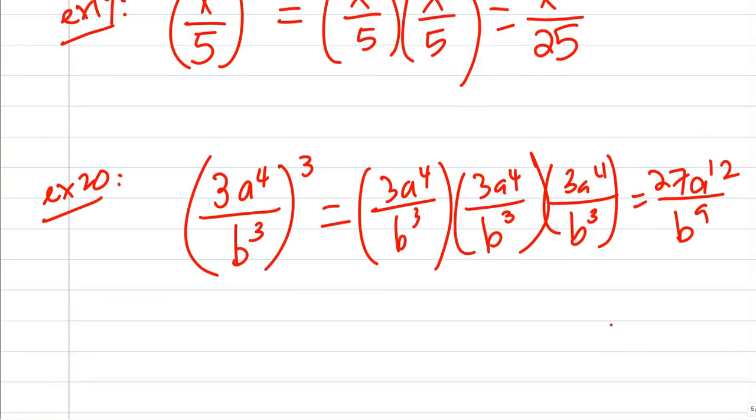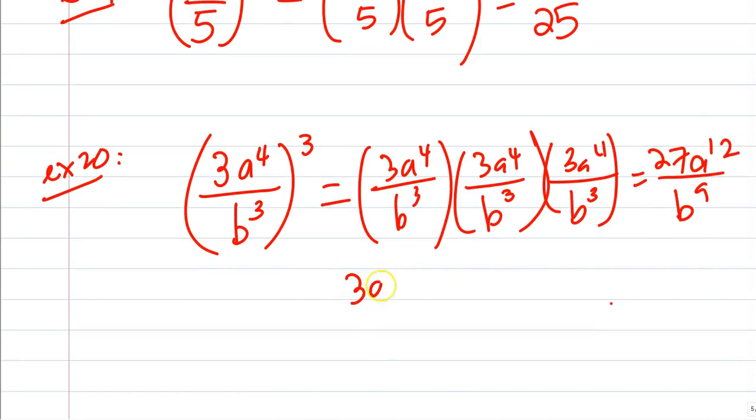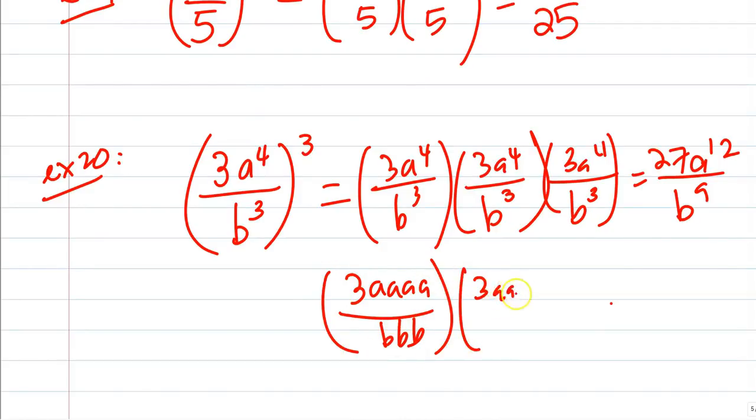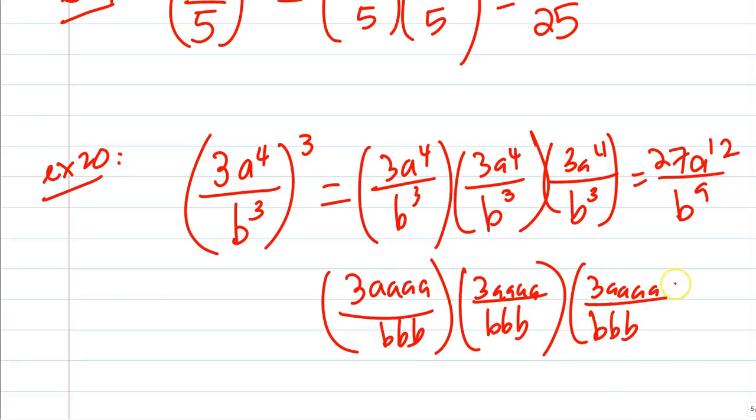If you need more, then write out more. 3a to the 4th over b cubed, written out again. 27, 4, 8, 12 a's, 3, 6, 9 b's. No doubt in my mind. Write it out.